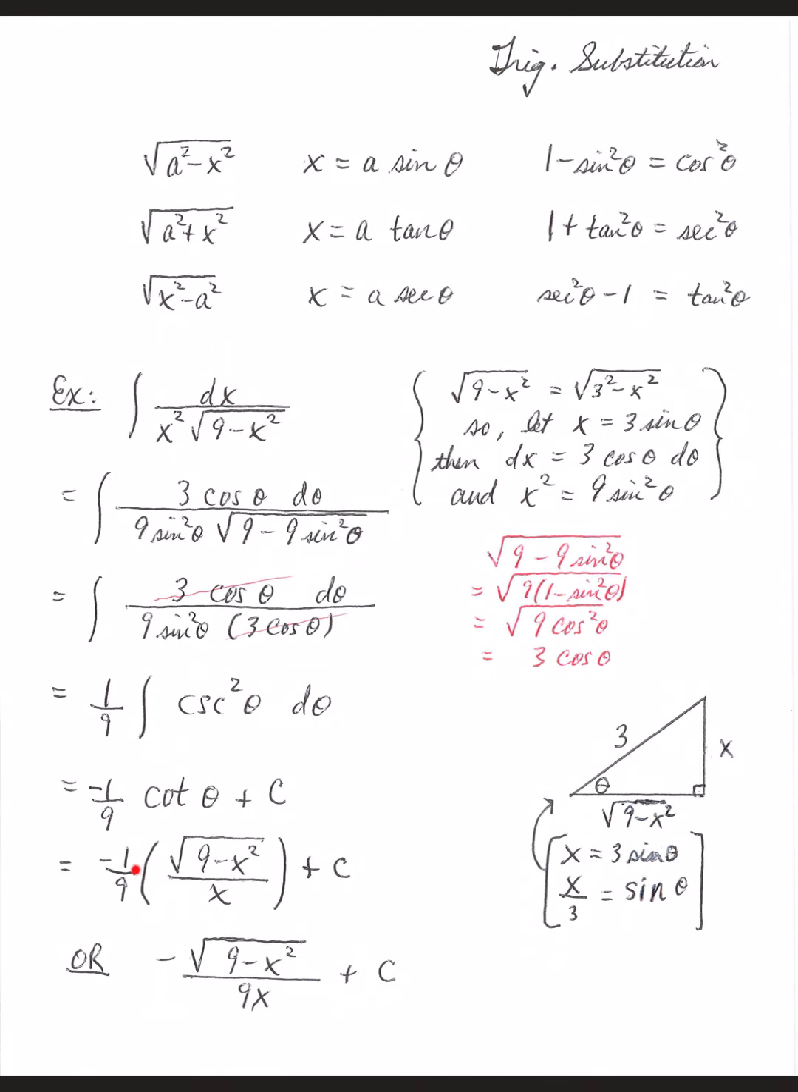If you wanted to clean this up, you can absolutely write negative square root of 9 minus x squared over 9x. Either one of these is fine. This one's totally fine as well.